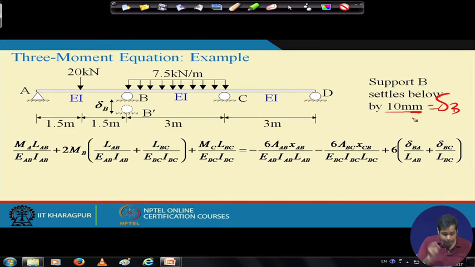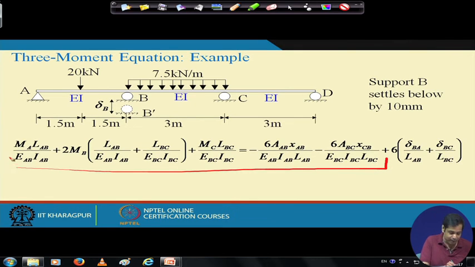Now, if you recall, this is the general expression. In the previous example, we did not write this part because there was no support settlement in the previous example. So, these values of delta were 0, but since in this case these values are not 0, we need to consider this part as well. Up to this part is exactly the same as before.